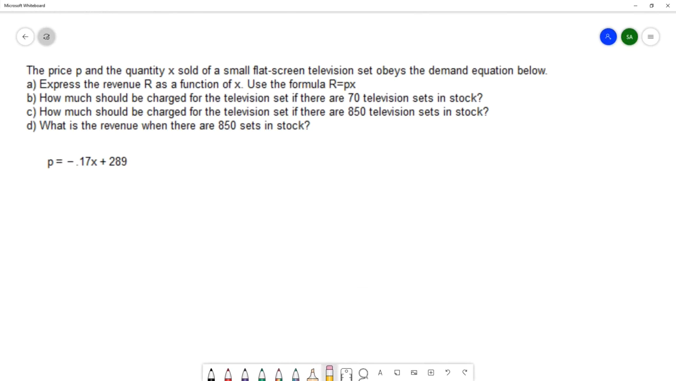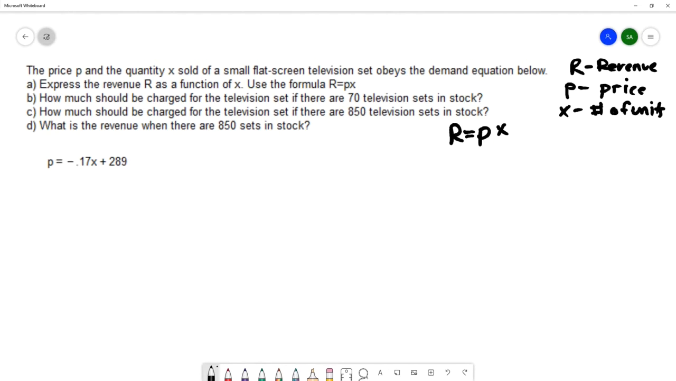So first I want to stop for a second and take a look at this formula that we're going to be using, R equals PX. Let's make sure we understand what these variables represent. So R stands for revenue, P is a price, and X stands for number of units.